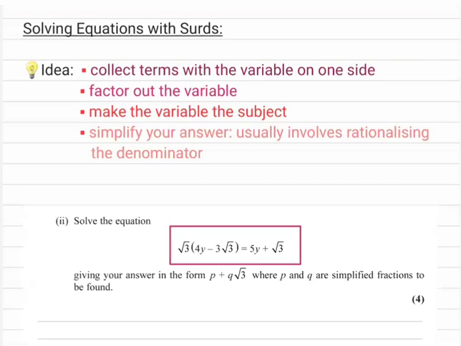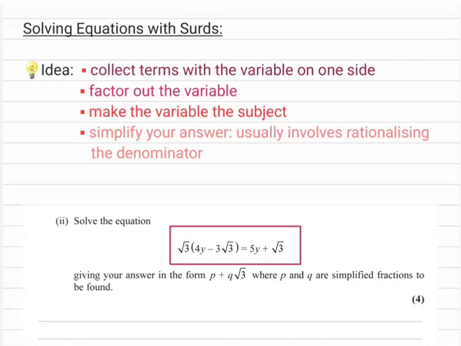And finally, you want to simplify your answer, give your answer in the simplest form, and usually this involves rationalizing the denominator. In most cases, you're going to have to rationalize the denominator. And the example that I have right here involves all the steps that we have listed right here. So we're going to be using these particular steps, and let's solve this question together.